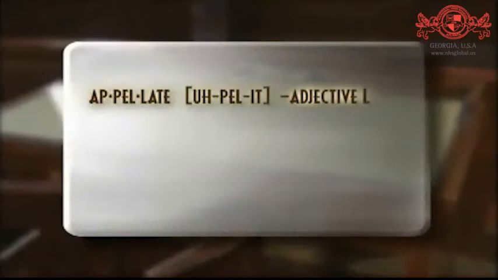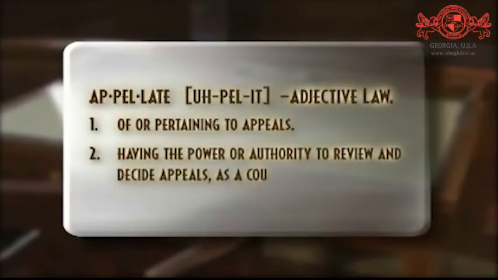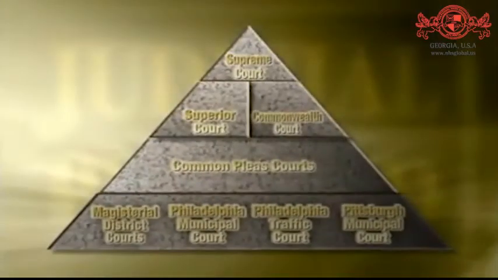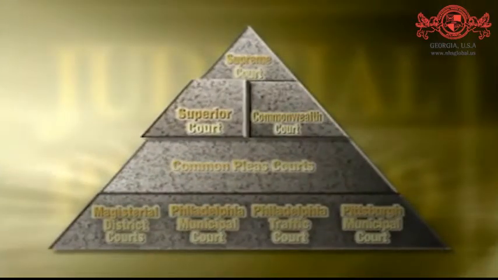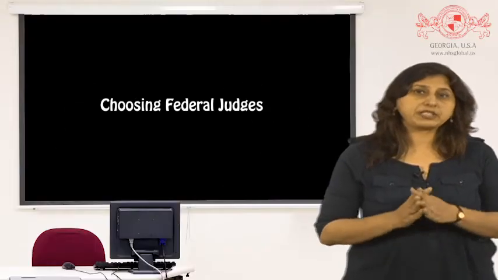But not as much is known about the appellate courts. Appellate means appeal in Latin. When a person loses a case at the trial level, they can appeal the judge's decision to an appellate court. The first level of appeal is taken to one of Pennsylvania's 2 intermediate appellate courts, either the Superior Court or the Commonwealth Court.